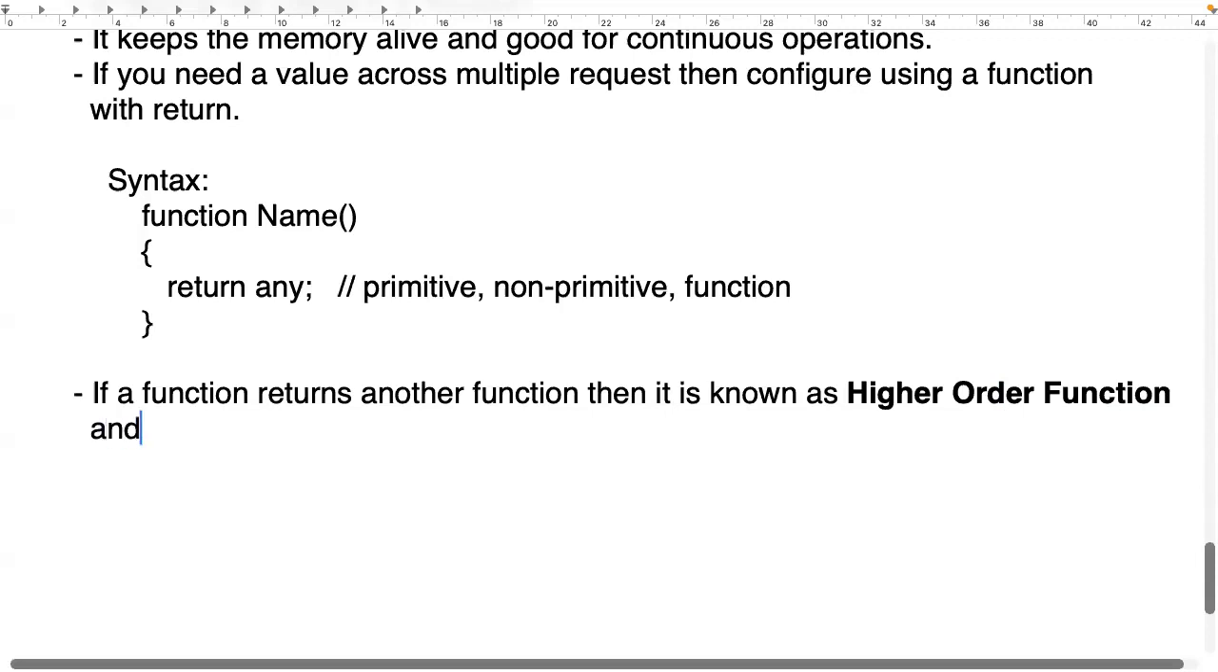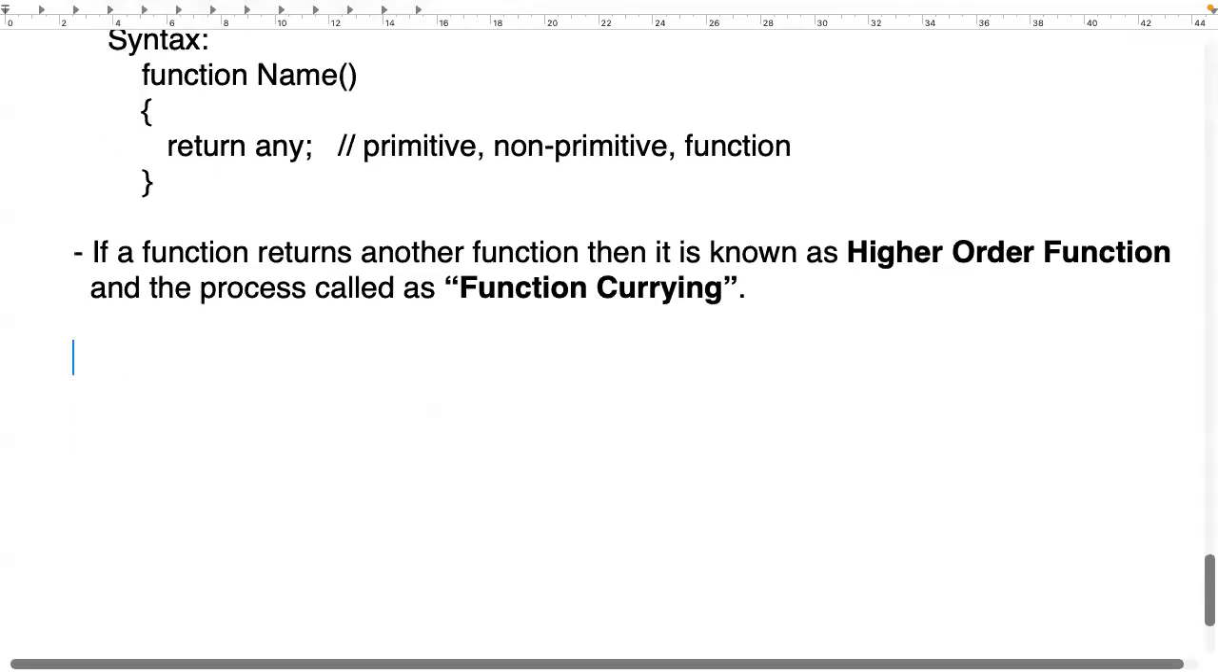And the process is called function currying. We call it function currying. So in interviews, if anyone asks what is a higher order function: a function having a function as a parameter is a higher order function, or a function returning a function is a higher order function. The process of a function returning a function is called function currying. We call this mechanism function currying. That means what is function currying?